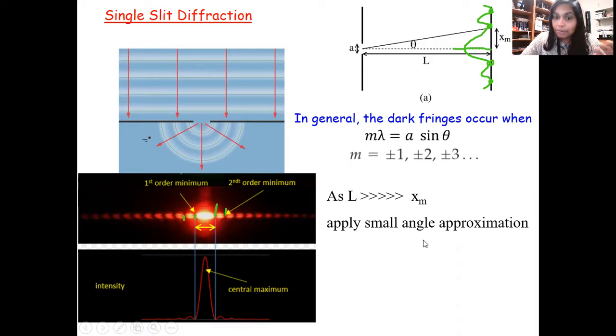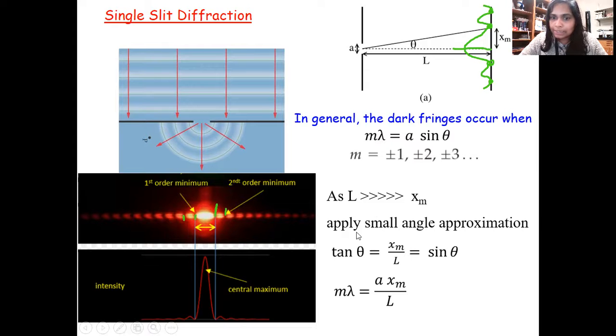If you apply the small angle approximation, then the tangent value of this angle is the same as the sine value of this angle. So we can write it as xm over L, because sine theta is the opposite over hypotenuse and tangent theta is the opposite over adjacent. Here, the opposite is xm, the adjacent is L, and the hypotenuse is the distance from here to here. When the angle is very small, L is the same as the hypotenuse. So we can make this small angle approximation.